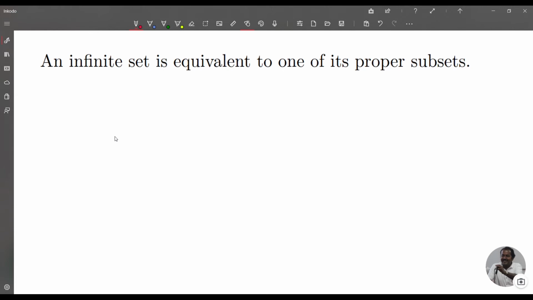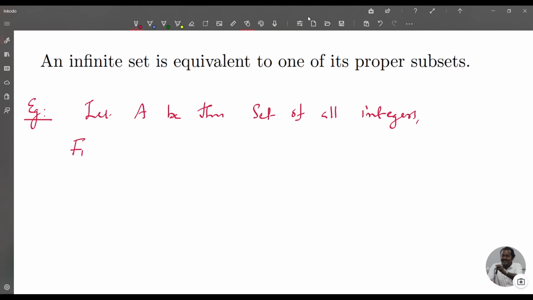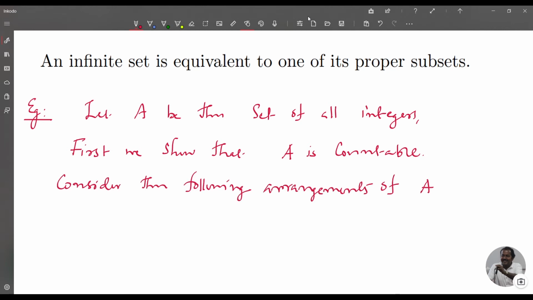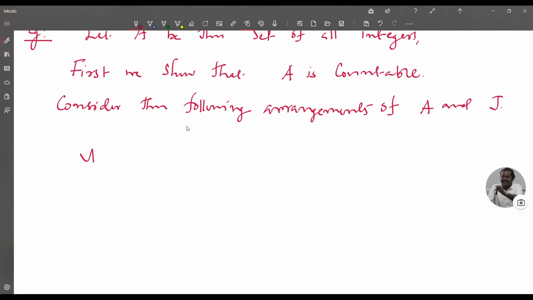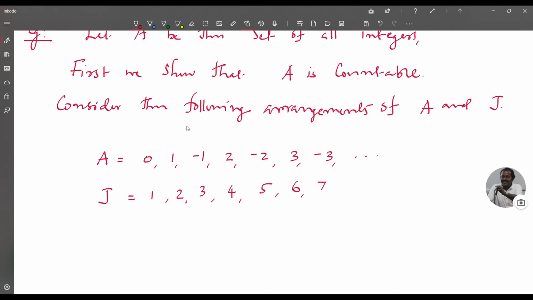Now we can give an example to show that an infinite set is equivalent to one of its proper subsets. For example, let A be the set of all integers. First we show that A is countable. Consider the following arrangement of A and J. You arrange A, the set of all integers, like this: 0, 1, minus 1, 2, minus 2, 3, minus 3, etc. And you arrange J like this: 1, 2, 3, 4, 5, 6, 7, etc.